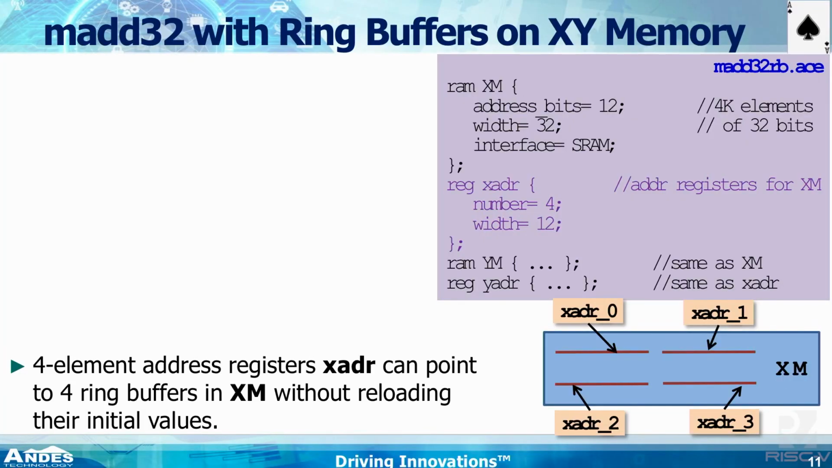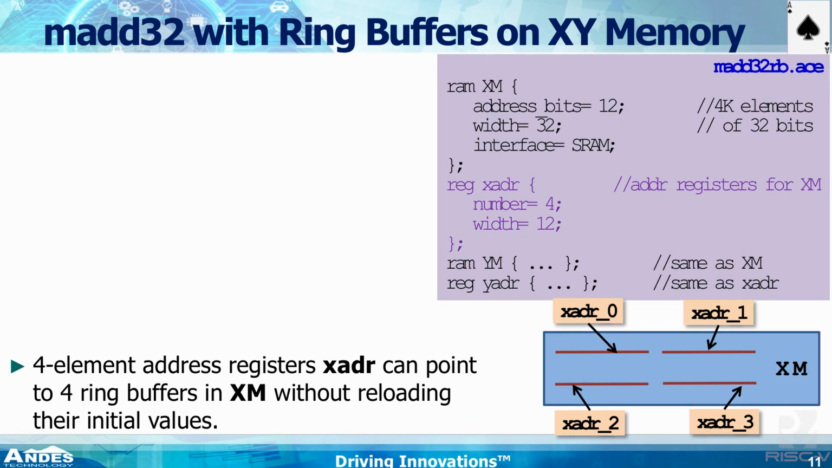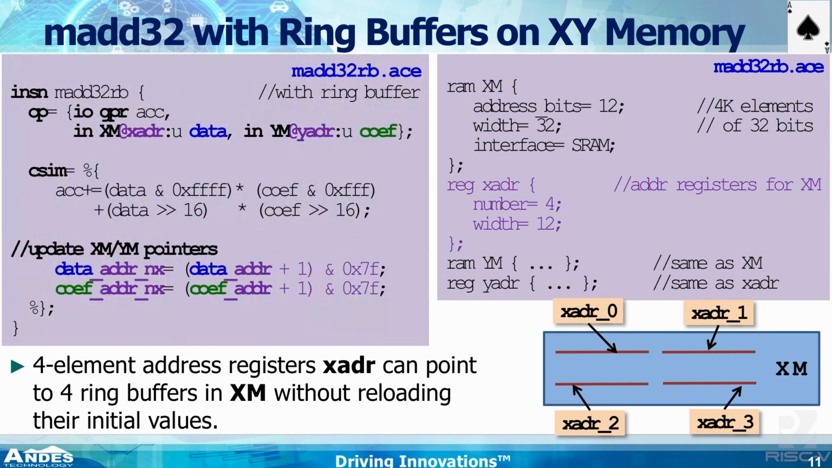So for that we define it. Let's say you have 4 ring buffers that would be active most of the time in your XMEM, then you define a 4-element address register and point to different ring buffers, so you can use that directly without reloading the address register. And so the definition is very similar. You define a range XADDR, and the number is 4. That means 4 register elements, and width is 12 bits because you need to address the XMEM, which is 12-bit address.